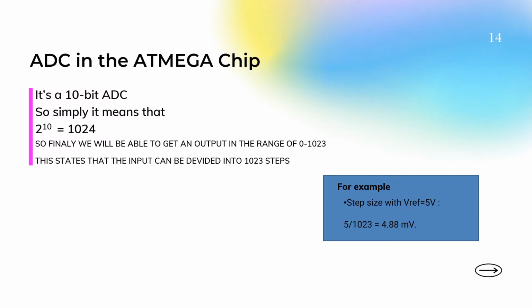For example, with a voltage reference of 5 volts, it will be divided into 1023 parts, which will be like 4.88 millivolts. So you will get the data with an accuracy of 4.88 millivolts. So you will be able to look for changes of about 4.88 millivolts. If you want more accurate readings or more sensitive readings, you can change the voltage reference.